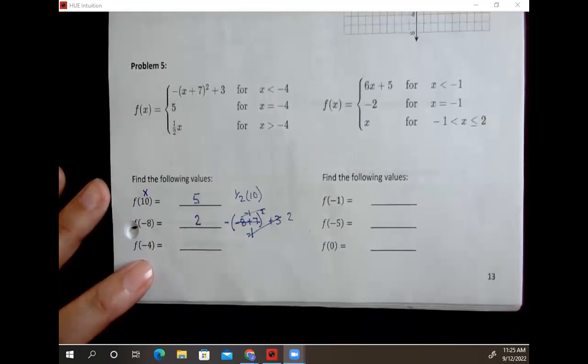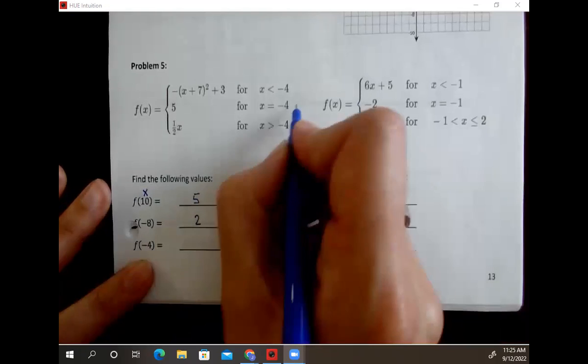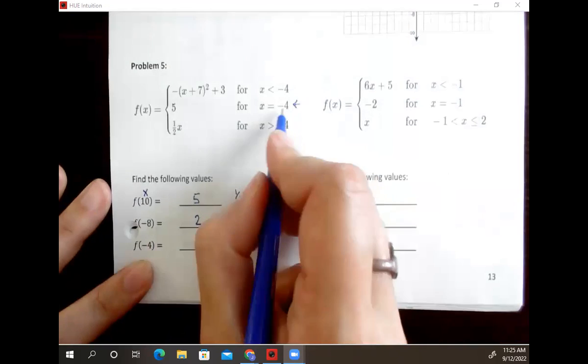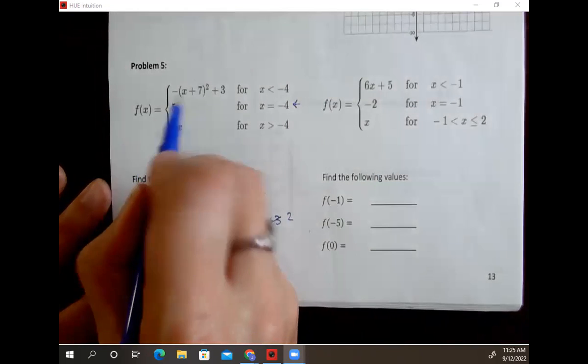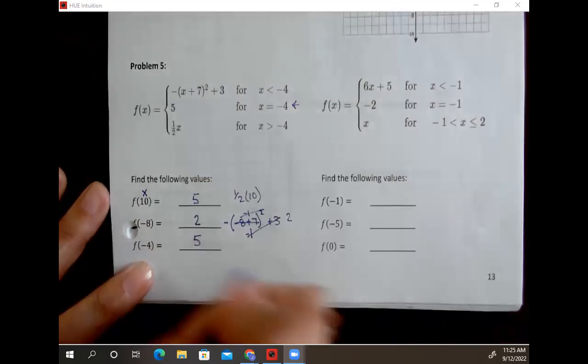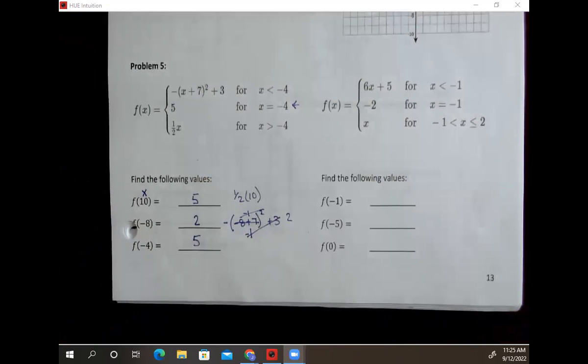And then finally, f of -4. When we're equal to -4, we're using this middle section here, and that says it's just 5. You don't need to plug in, you don't need to simplify, it's just 5.